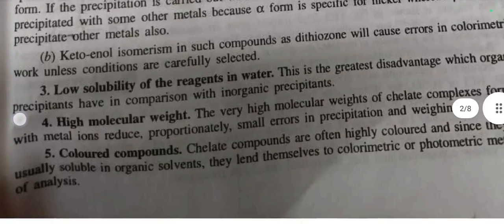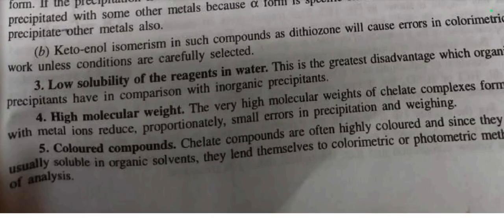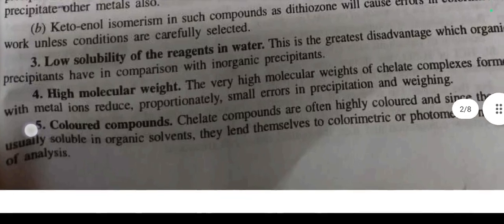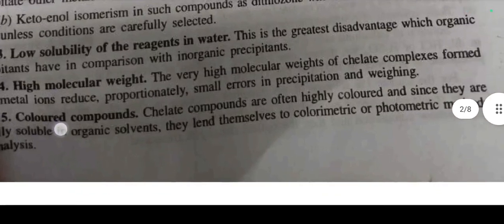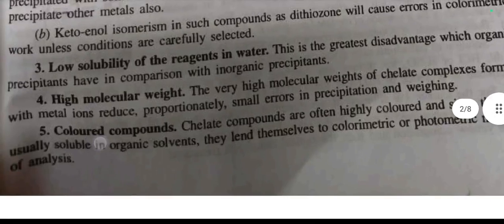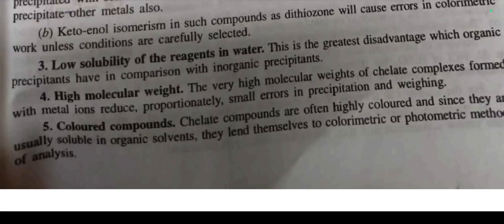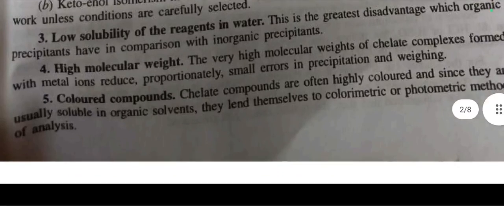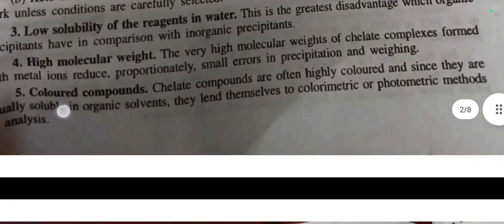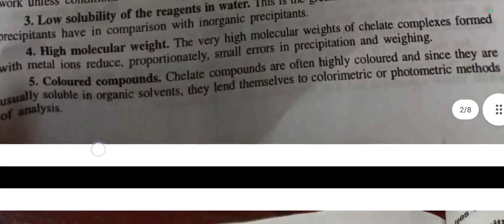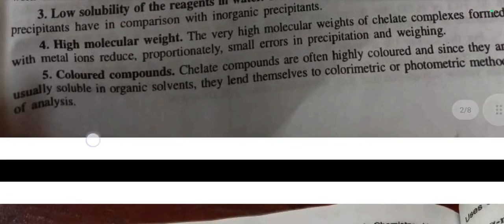Third, low solubility of the reagents in water. This is the greatest disadvantage which organic precipitants have in comparison with inorganic precipitants. Fourth, high molecular weight. The very high molecular weights of the chelate complexes formed with metal ions reduce proportionately small errors in the precipitation and weighing. Fifth, colored compounds. Chelate compounds are often highly colored, and since they are usually soluble in organic solvents, they lend themselves to colorimetric or photometric methods of analysis.